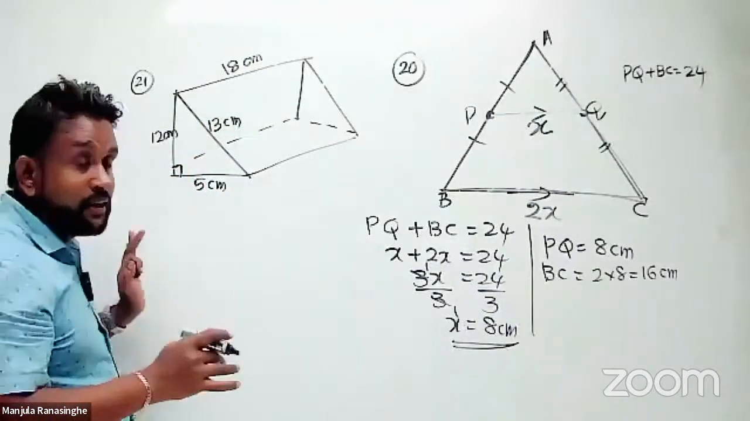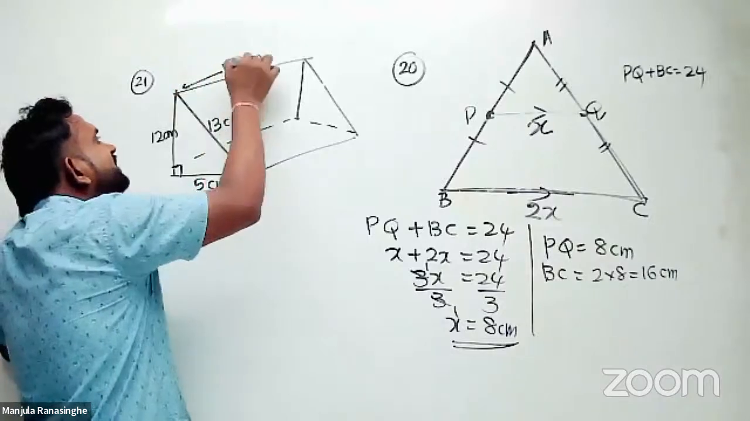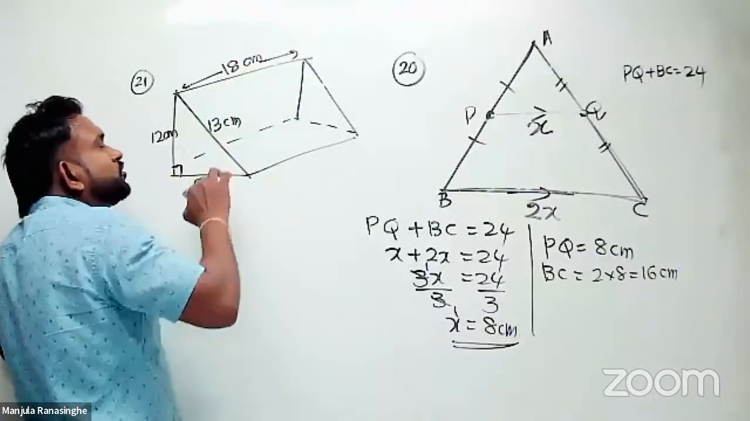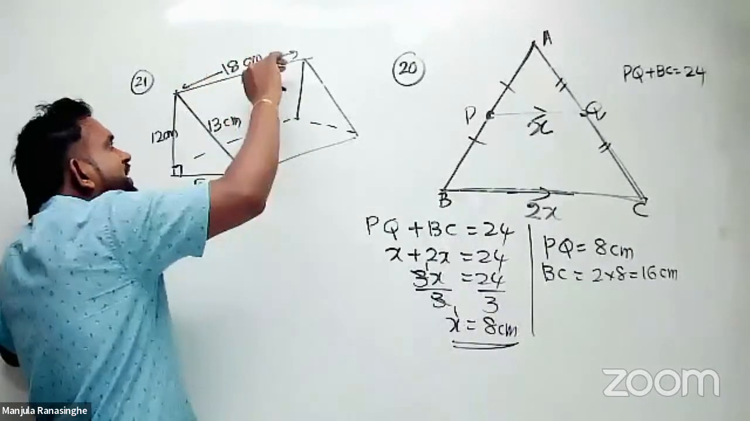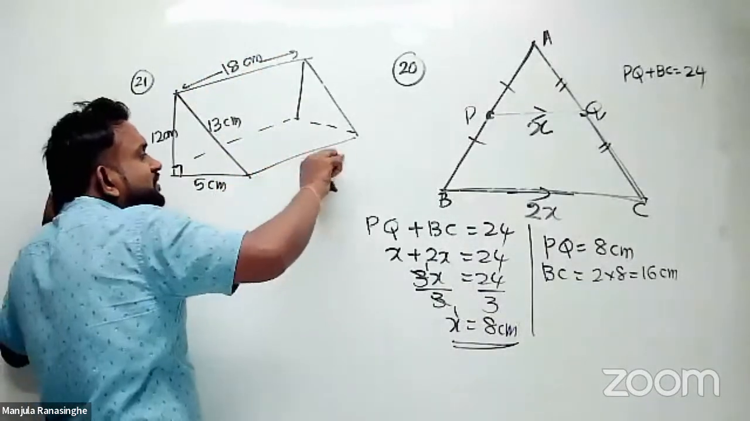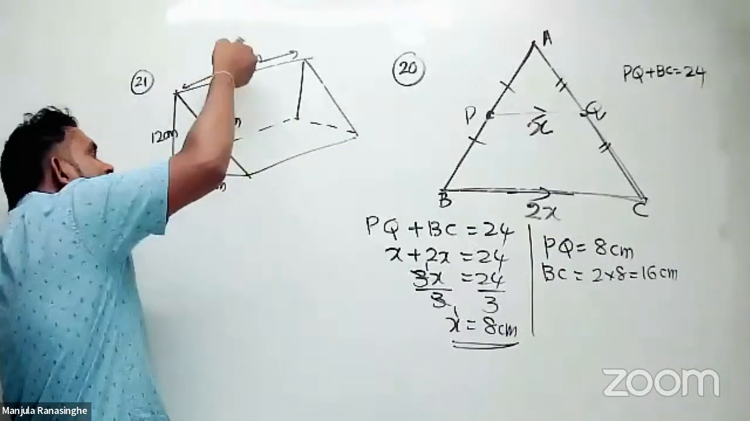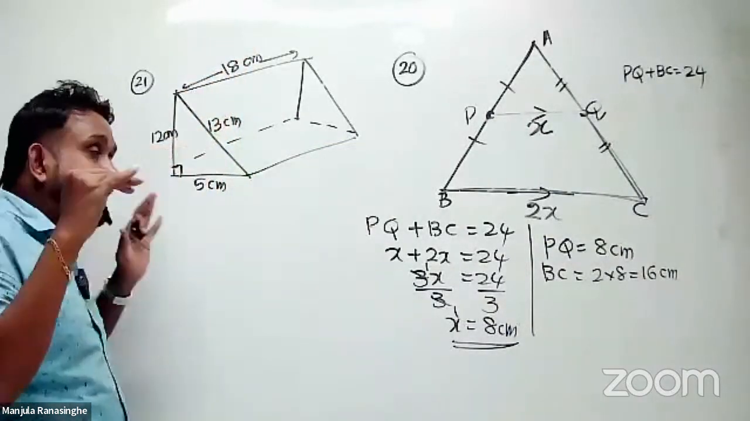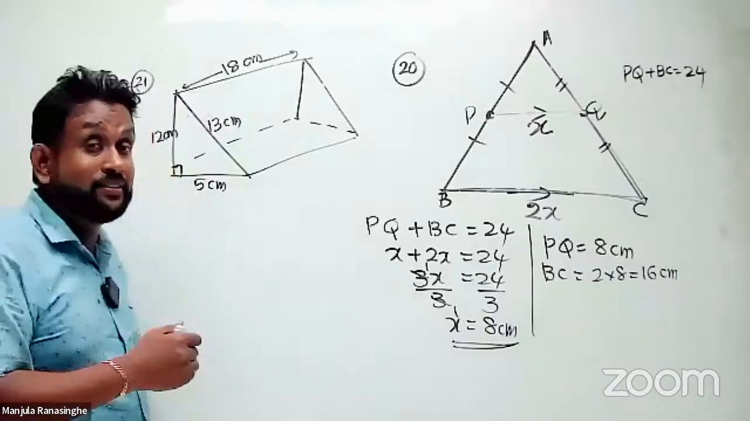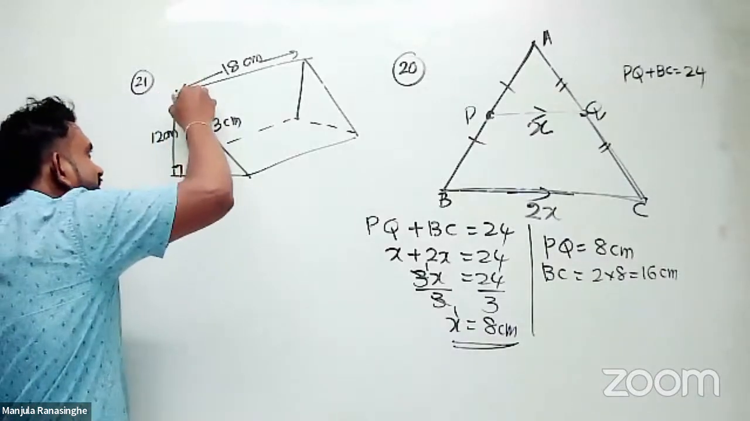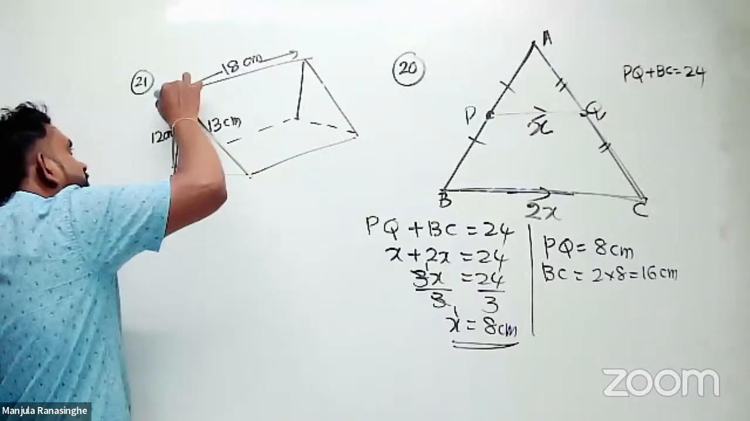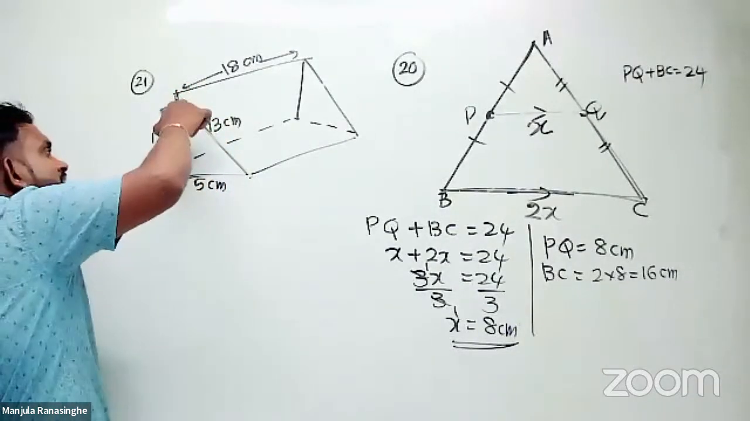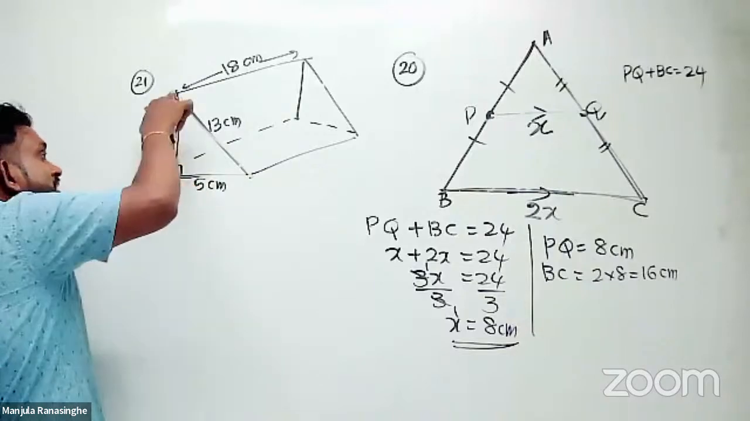In all the rectangles, this length is 18, so all have 18. The bottom rectangular face has this length 18, and the other side is also 18 there. So what is the varying length? The varying length is the breadth. The breadth comes from the sides of the triangle. So what is the breadth of each rectangle? Here 13, here 5, here 12.